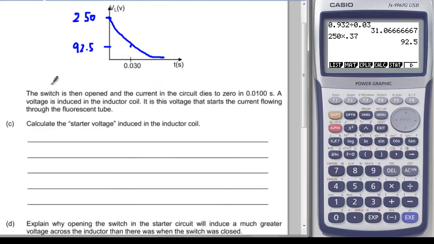Switch is then opened and the current in the circuit dies to 0 in 0.0100 seconds. A voltage is induced in the inductor. It is this voltage that starts the current flowing through the fluorescent tube. Calculate the starter voltage induced in the inductor.